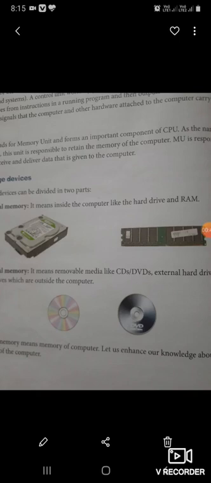Internal storage devices means the devices that are fitted inside the CPU and cannot be taken from one place to another, while the external storage devices are portable and easily taken from one place to another. Means the devices that are attached externally to the CPU are called external storage devices. These days external hard disks are also available, which are used to store a large amount of data and carry it from one place to another.